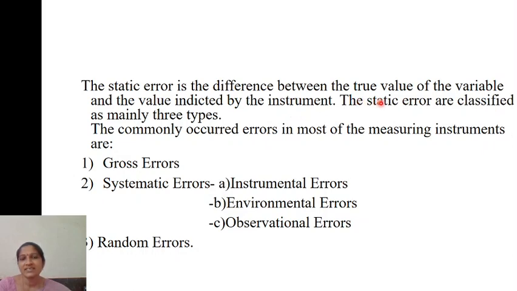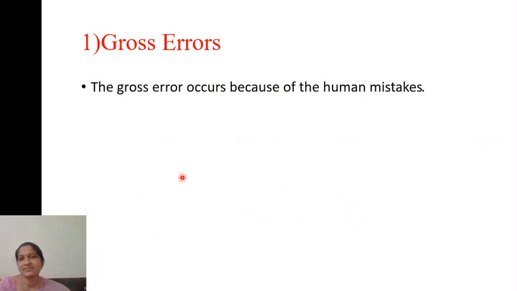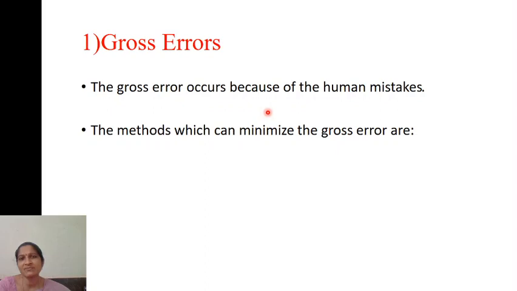The static error is again classified into three types: first gross errors, second systematic errors, third random errors. Again, the systematic errors are classified into instrumental errors, environmental errors and observational errors. Coming to the first one, gross errors. Gross errors are errors because of human mistakes. That means the person who is taking the readings is responsible for this type of error. If he is negligent while taking the reading, then these errors will happen.